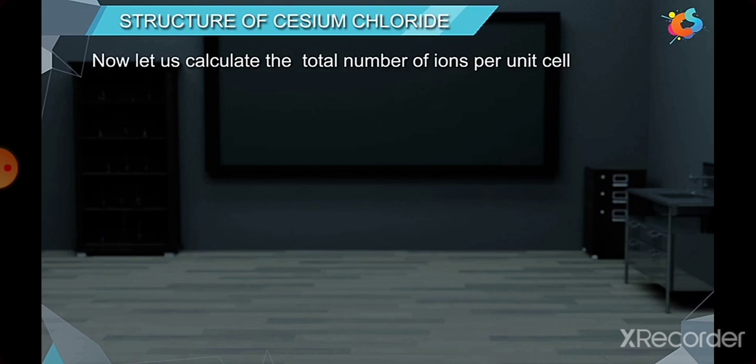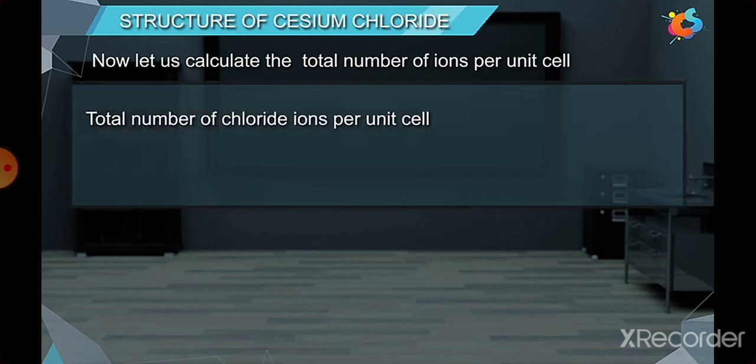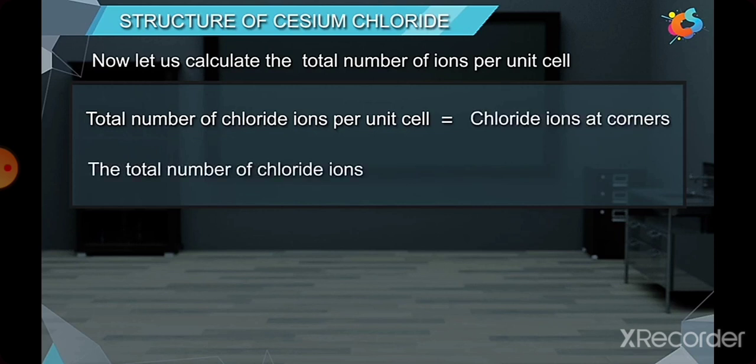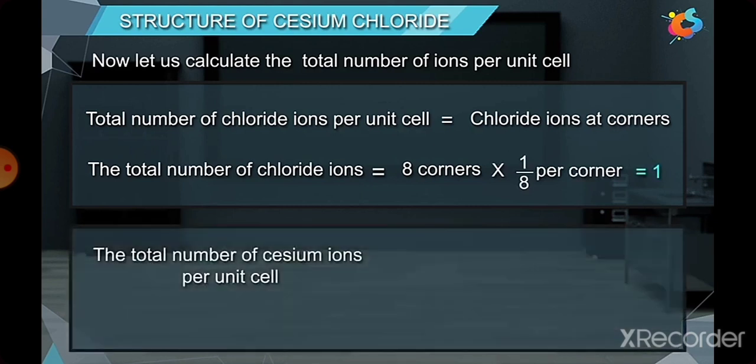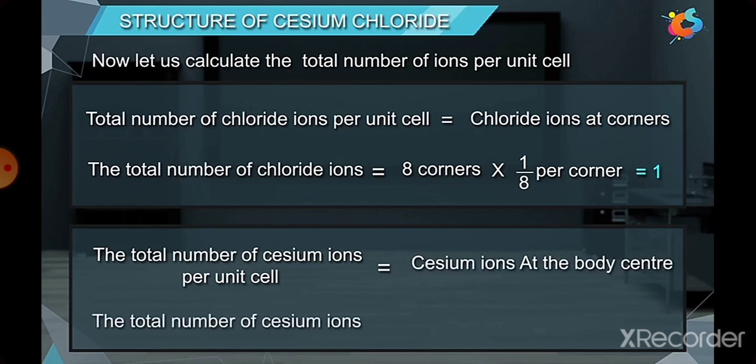Now, let us calculate the total number of ions per unit cell. The total number of chloride ions per unit cell is equal to chloride ions at corners. The total number of chloride ions is equal to 8 corners into 1 by 8 per corner, which is equal to 1. The total number of cesium ions per unit cell is equal to cesium ions at the body center. The total number of cesium ions is equal to 1 into 1, which is equal to 1.